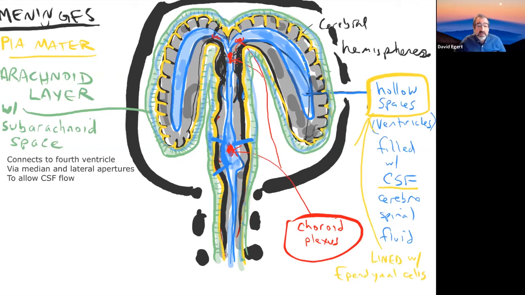Obviously, we're not quite done with our story here, because we need a place for it to drain from the subarachnoid space, or else the subarachnoid space is ultimately going to inflate and pop. So we need to add the last of the meninges, which is going to be the dura mater, or the hard mother.